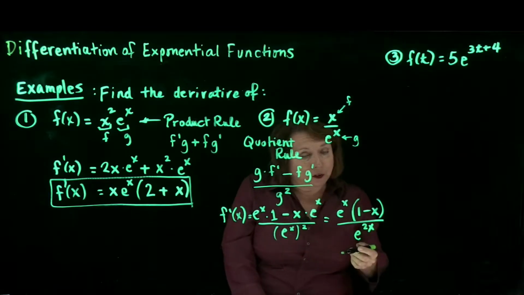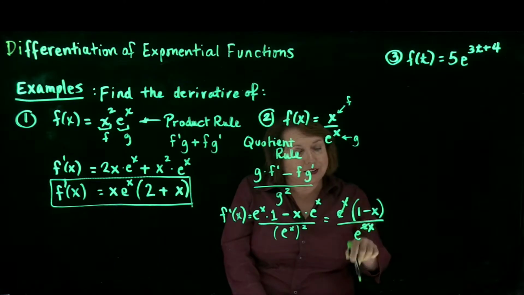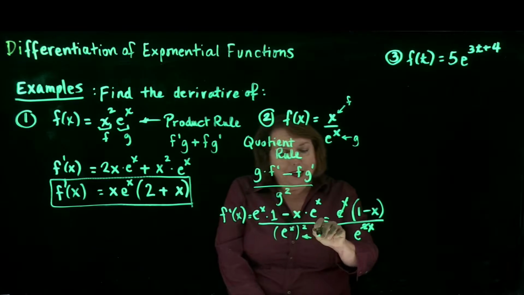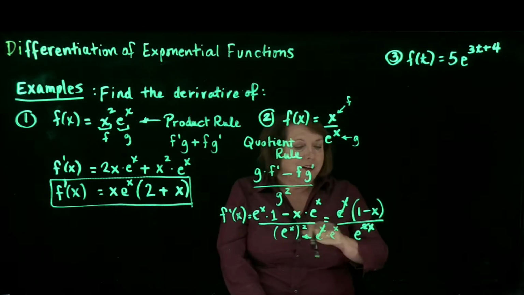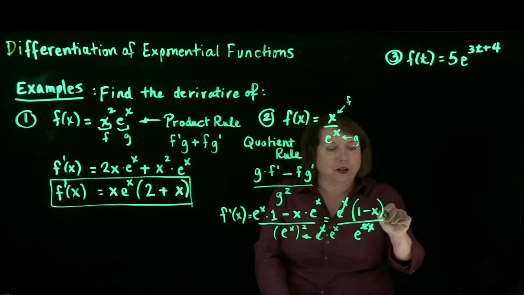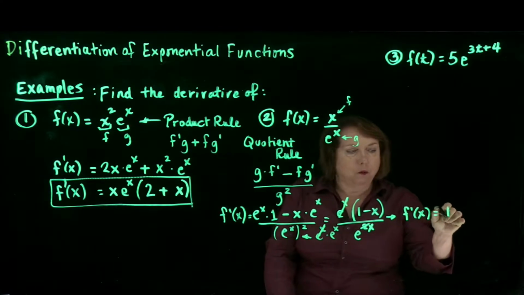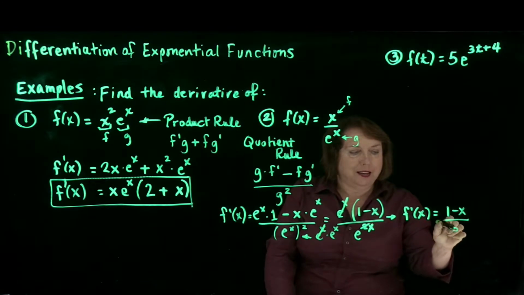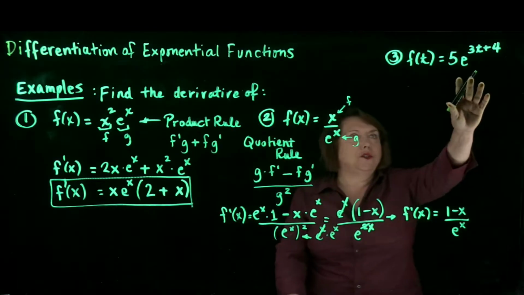And I can simplify a little bit further because I have an e to the x here and an e to the x here, 2x. So that would leave me, because this would be like e to the x times e to the x, and I'm taking away one of them. So therefore, I'd be left with e to the x. So our final answer here for this problem, f prime of x, is 1 minus x divided by e to the x. Let's look at this third one.